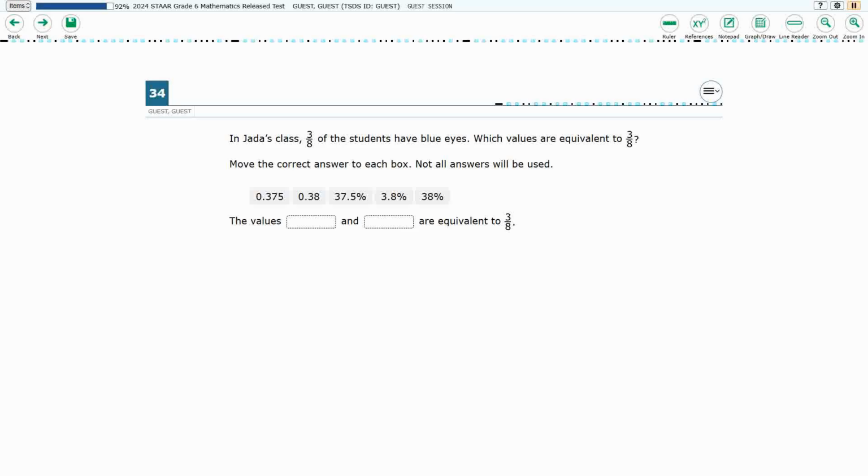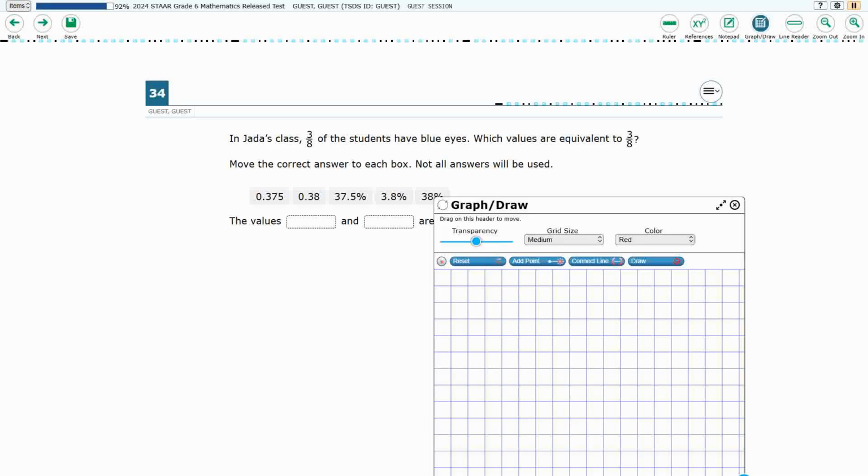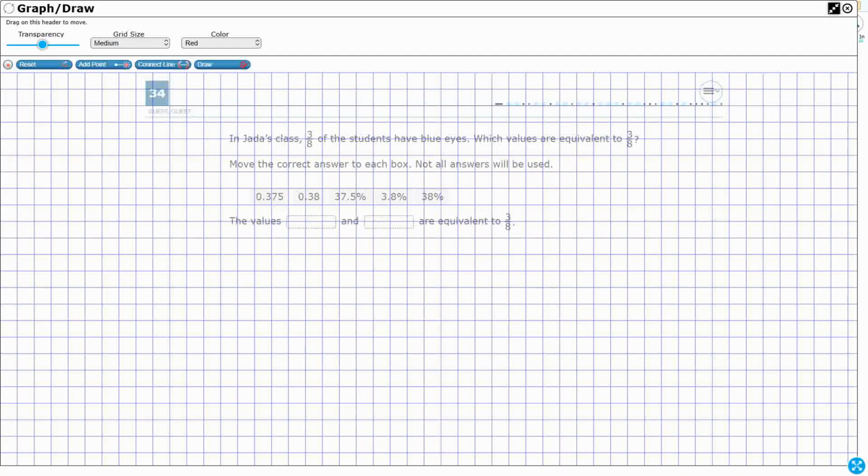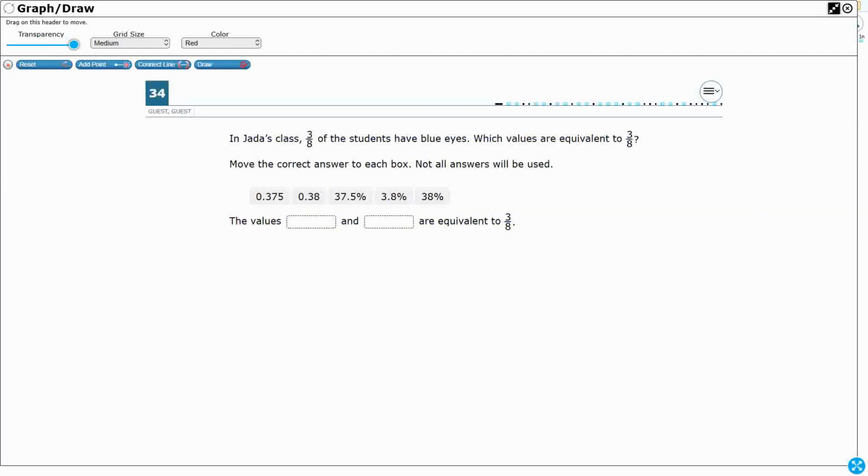And number 34, which we have here, is going to be multiplying and dividing positive rational numbers. This is 6.3e. And we've got Jada's class here. 3/8 of the students have blue eyes. And what we need to do here is figure out which values are equivalent to this 3/8. So we're really just looking at these benchmark fractions, right? So 3/8 is equivalent to what?